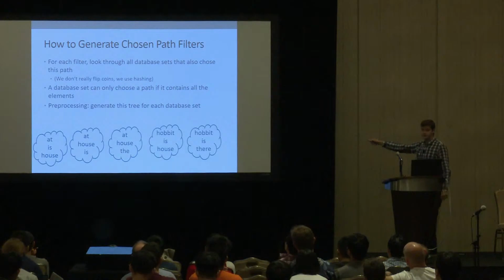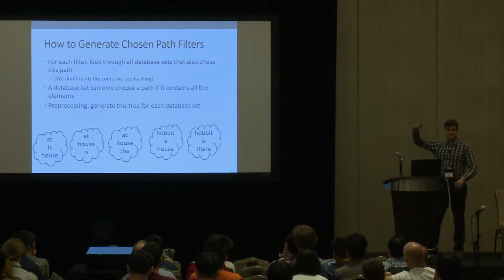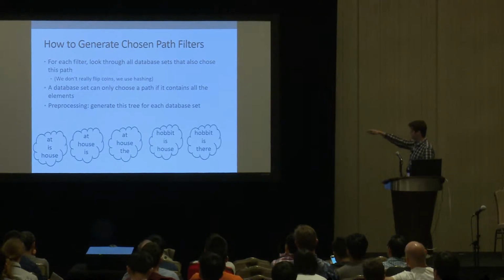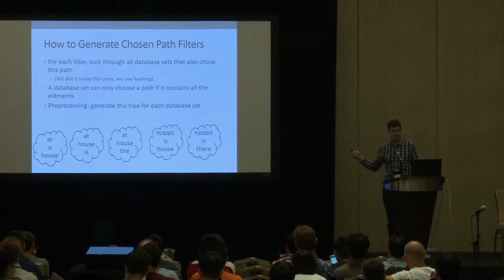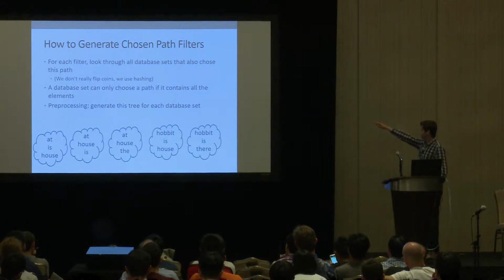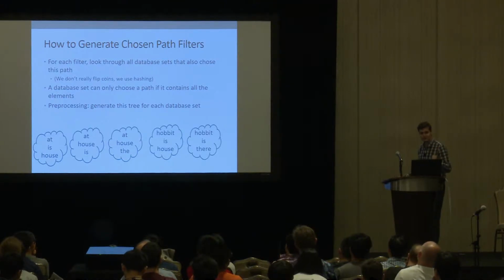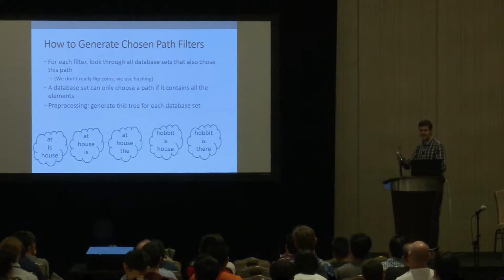All right, so these are my filters. I'm just going to take these leaves. I'm not going to take the expensive ones higher up. And for each of these filters, I'm going to look through all database sets that also chose this path, hence the name. I should say really quickly, I was talking about flipping coins. When I'm saying that the database sets also chose the path, I need some consistency in this randomness. So we don't actually flip coins, we just use hashing. But when you look at a single set, it has the same effect.